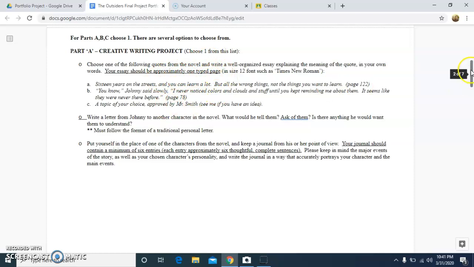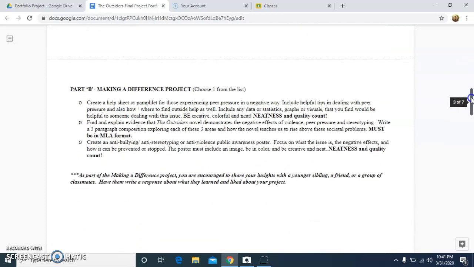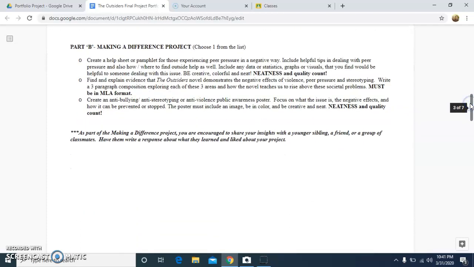So make sure you look over them and make sure you understand what you're doing. If you have any questions, ask. Part B is called Making a Difference. Okay, again, you're going to choose one.